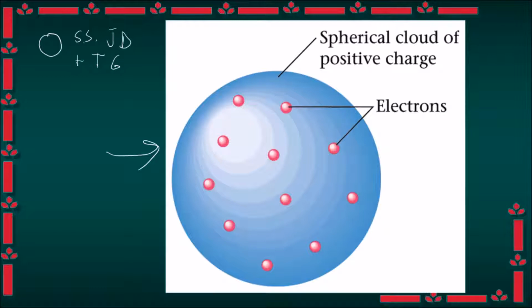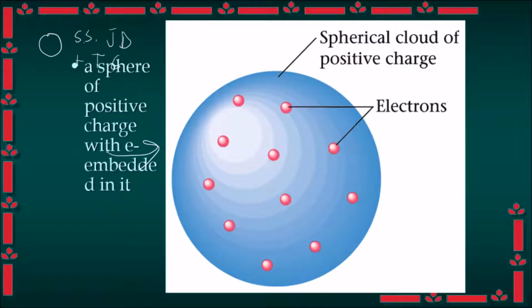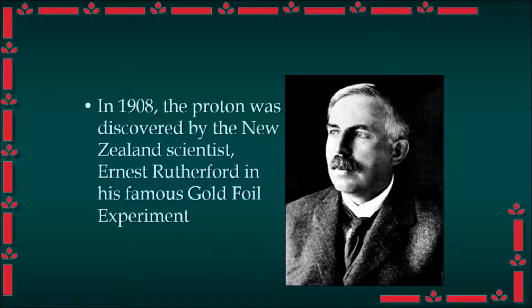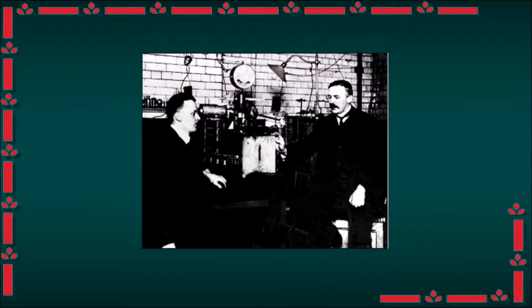All right. So we have a second model now of this positive goo with electrons embedded in it. Now, Thompson becomes famous. And when scientists become famous, people from all over the world come to learn under him. A New Zealander by the name of Ernest Rutherford, who had worked with Marie Curie, decided to use what he had learned in order to prove that Thompson was right. This is Rutherford next to his student, W.H. Geiger.